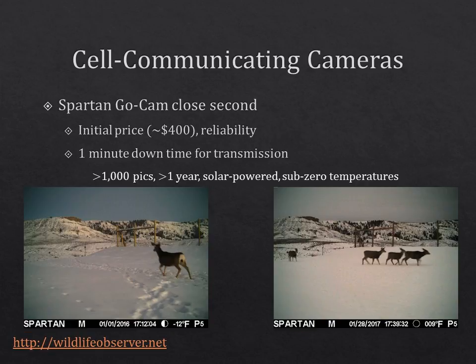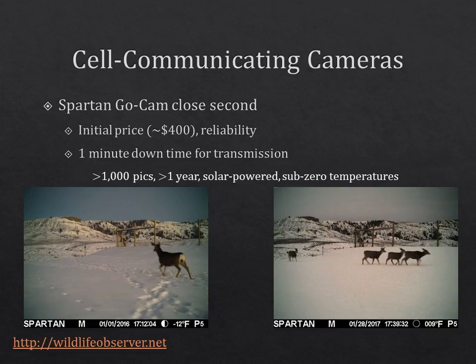Another model that we used, and most of our cell communicating cameras are this model, is the Spartan GoCam, which is made by HCO Outdoors. And the initial price for this camera is higher than the Bushnell. The reliability is great. Somebody asked about how well the cameras work at very low temperatures. We haven't seen any much below, I think, minus 15, minus 20. I'm not sure how well they work down below that because we haven't had them in the field below that, although I should check that and make sure that's true.